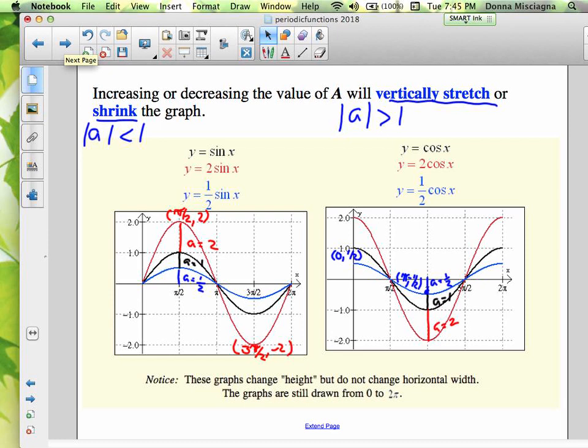I believe I have it shown: absolute value of a greater than 1 vertically stretches, absolute value of a less than 1 vertically shrinks, but you follow along in your notes. And if anything is up here that's not in your notes, put that in your notes. Try to give you as much as possible.